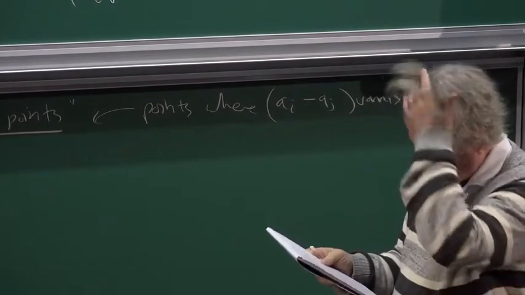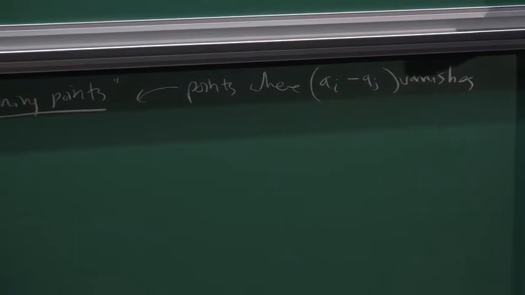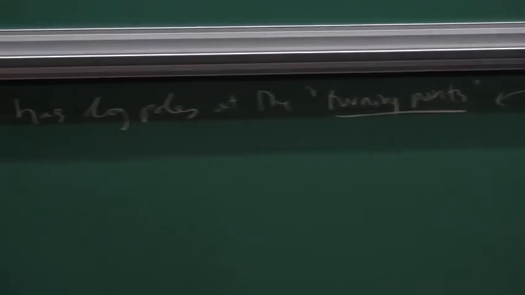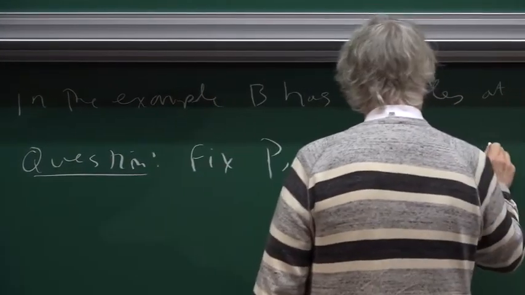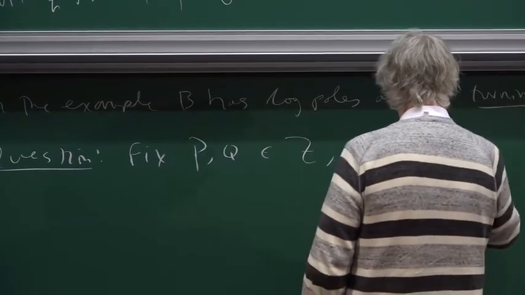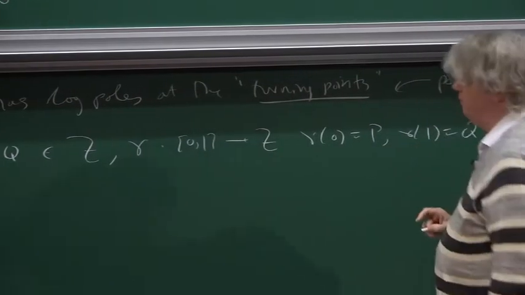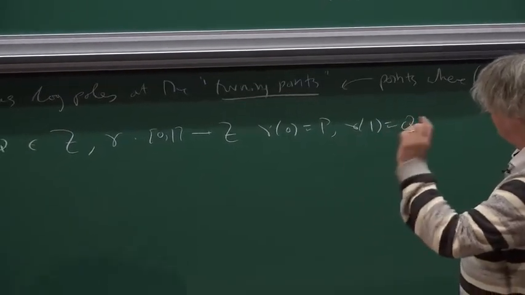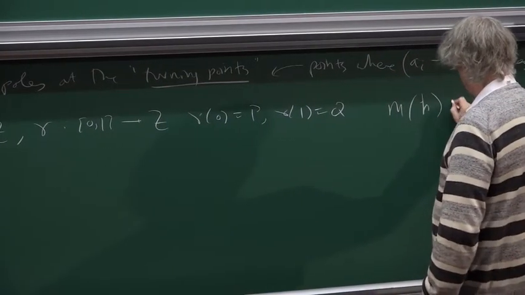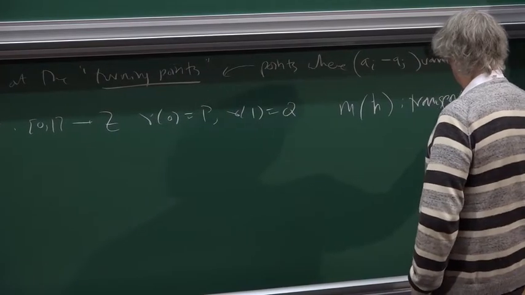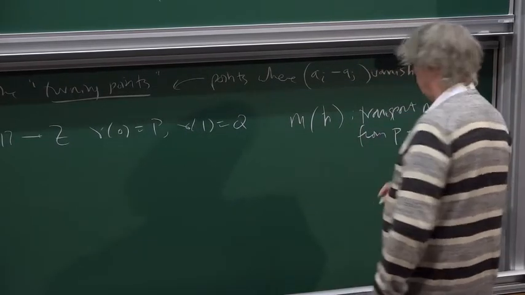Okay. Sorry. Now, what's the question? So the question is, we fix two points in our Riemann surface. We fix a path from one point to the other. And let M, so M depends on H bar, be the transport matrix from P to Q.